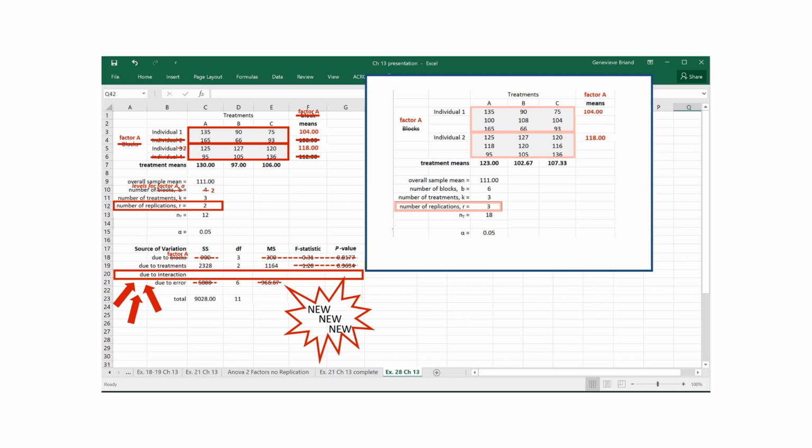Those replications allow us to potentially detect an additional effect, which is the interaction effect. So in this example, the interaction of a specific individual and a specific assembly method on the number of units assembled per week. One more thing before we go on and compute this new source of variation due to interaction. We relabel our treatment factor and call it factor B.